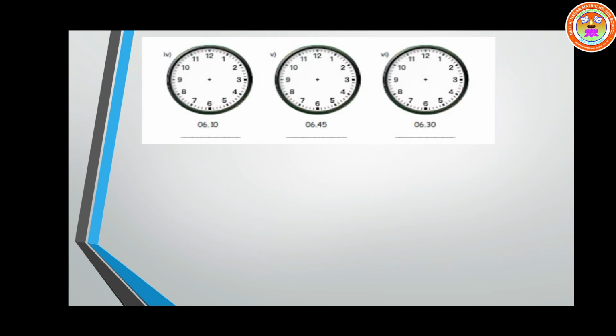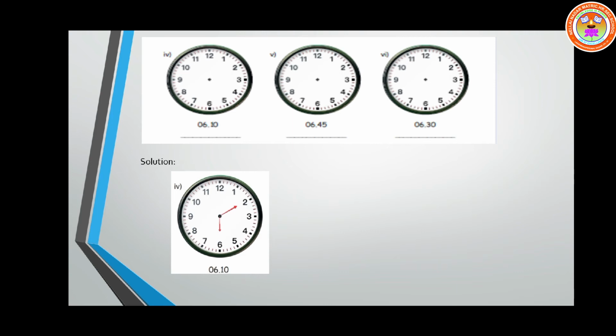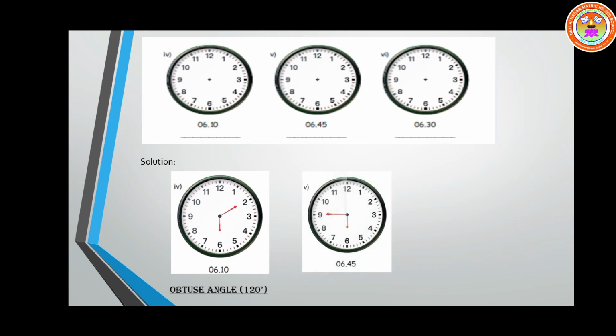So the fourth one, for 6:30. We have to draw the hands and mention what type of angle is formed. For the fourth one, 6:10, we have marked the hands. The minute hand is at 2 and the hour hand is at 6. So what type of angle is formed? Obtuse angle. Yes. Next, for 6:45, we have drawn the hands of the clock. And what type of angle is measured? Right angle, that is 90 degrees.